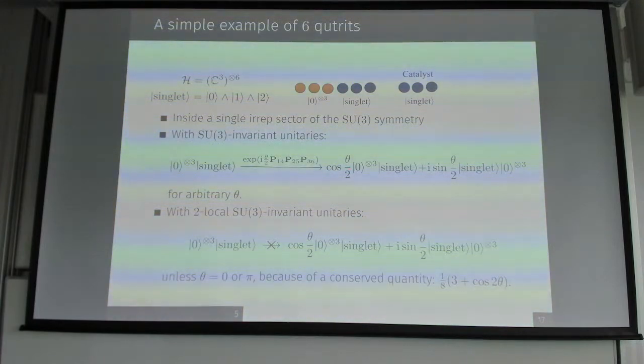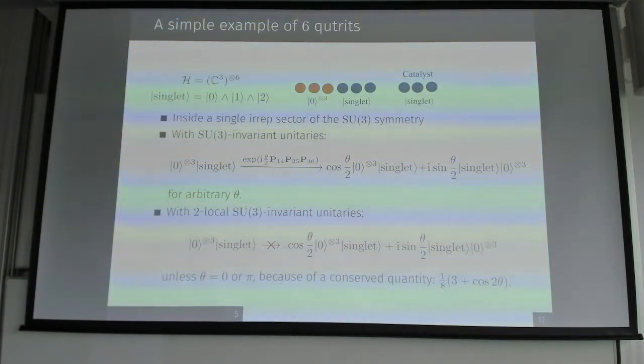So what if we further require that we only allow Hamiltonians to be 2-local? Then this state transition is not possible unless theta equals 0 or pi, because we figured out a conserved quantity associated with this state and this operator. So it's only conserved when theta equals 0 or pi. So that's a simple example. Is there any question here?